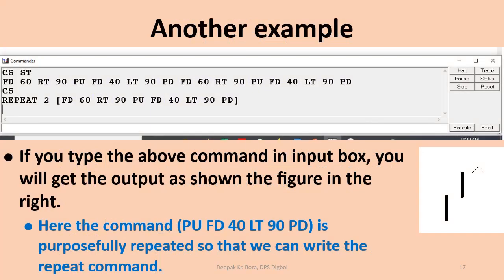Let us take another example. Here I have first written the simple commands, and then I have found the repetition, that is FD 60, RT 90, PU, FD 40, LT 90, PD. This set of commands is repeated 2 times. Then I will get this type of figure. So here the commands PU, FD 40, LT 90, PD are purposefully repeated so that we can write the repeat command. So sometimes we have to think in this way also to write the repeat command. Sometimes you have to write an extra command, which of course is not needed to complete the figure, but it will help for the repeat command to be used.